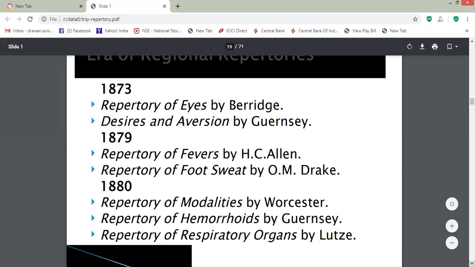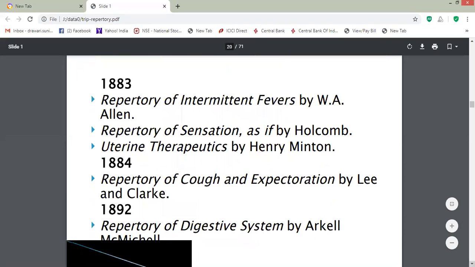Repertory of Modalities by Worcester, Repertory of Hemorrhoids by Guernsey, Repertory of Respiratory Organs by Lutze in 1883, Repertory of Intermittent Fever by W.A. Allen, Repertory of Sensation As If by Holcombe, Uterine Therapeutics by Henry Minton in 1884, and Repertory of Cough and Expectoration by Lee and Clark in 1892, Repertory of Digestive System by Arkell.